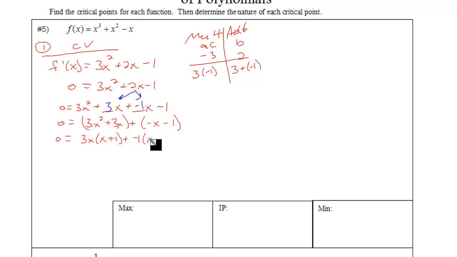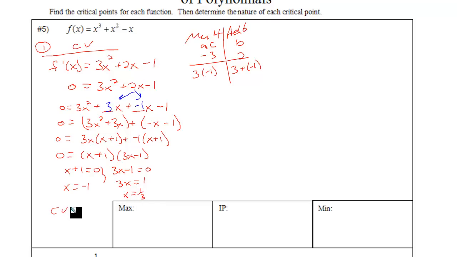Factor a -1 out of this. So we get two terms, this term and this term. What's the GCF of those two terms? What do they both have in common? An x plus 1. What's left? 3x plus -1, or 3x minus 1. Take each factor and set it equal to 0. So we get critical values of 1/3 and -1.